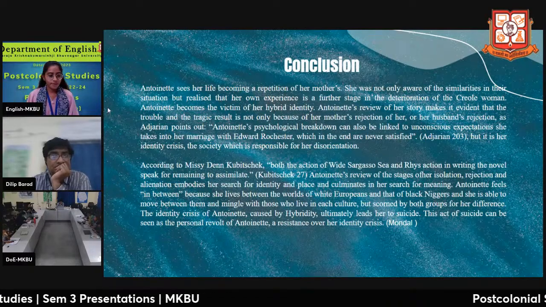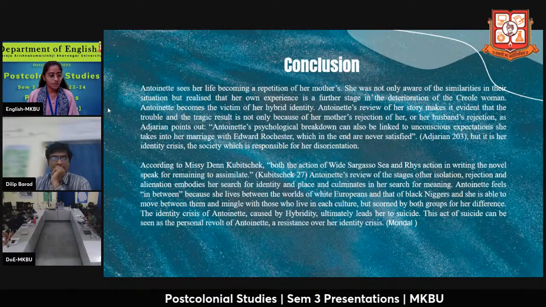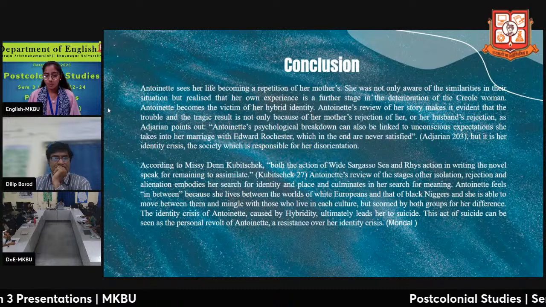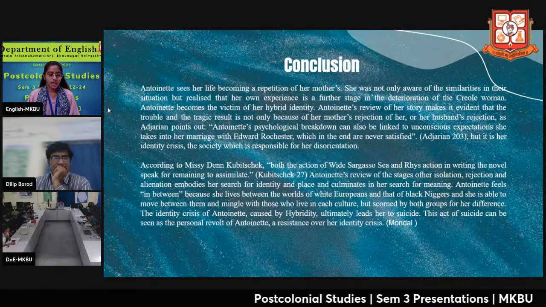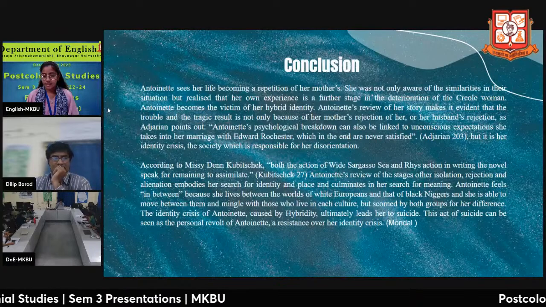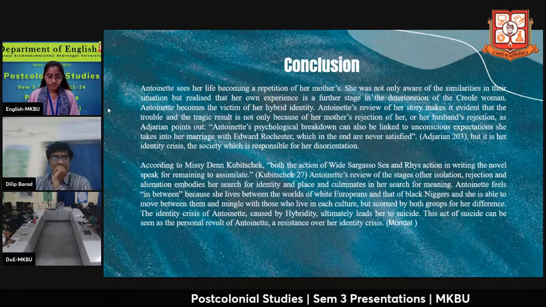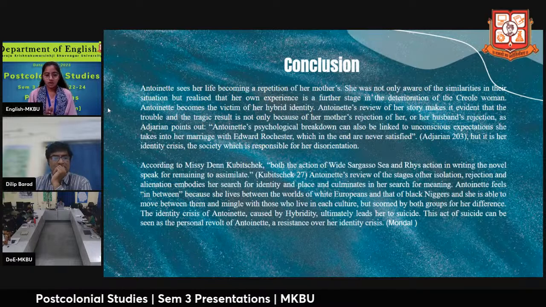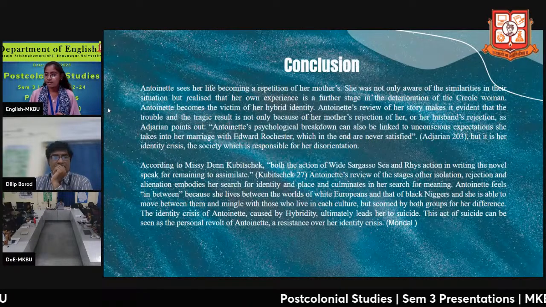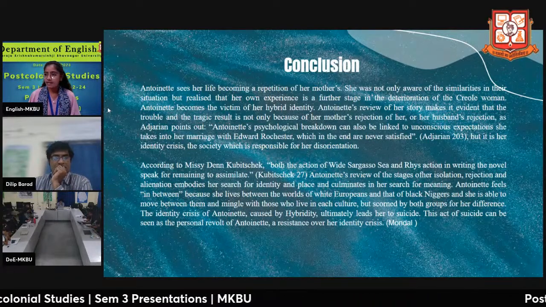Antoinette feels in between because she lived between the world of white Europeans and that of black people, and she is able to move between them and mingle with those who live in each culture, but is scorned by both groups for her differences. The identity crisis Antoinette suffers, caused by hybridity, ultimately leads her to suicide. This act of suicide can be seen as a personal revolt of Antoinette's resistance over her identity crisis. So we get the idea that because of hybrid culture, she faced many troubles, and she even questioned her race and her character.